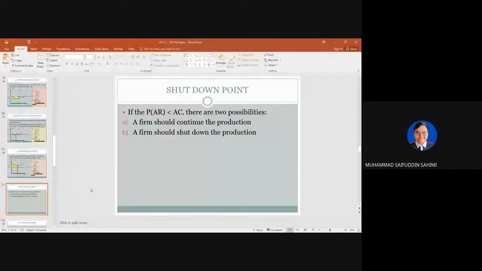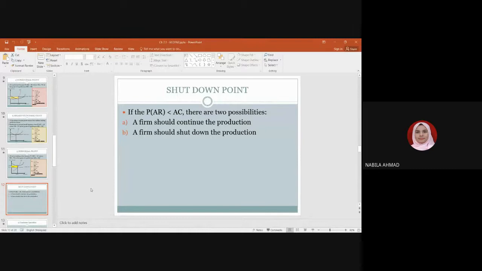Boleh, madam. Okay. Now kita continue dengan shutdown point. Alright. Shutdown point ni maknanya firm ni dia perlu tutup bisnes dia lah. Okay. So shutdown point ni berlaku apabila the firm is making losses.